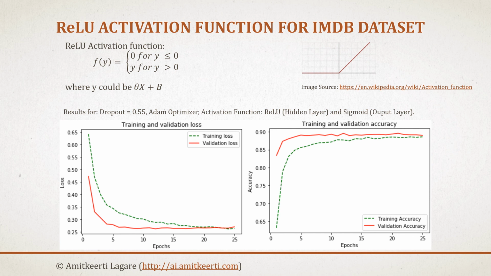The results that we have seen till now for IMDB dataset have been with the ReLU activation function itself for the hidden layer and the sigmoid activation function for the output layer. The graph shown here are the results which are the exact replica of the results that we saw for ADAM optimizer.